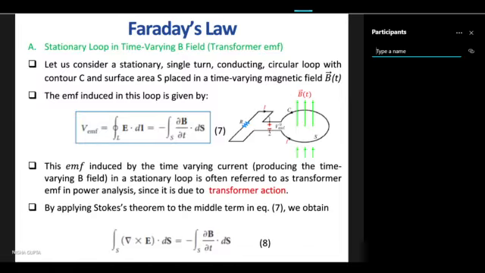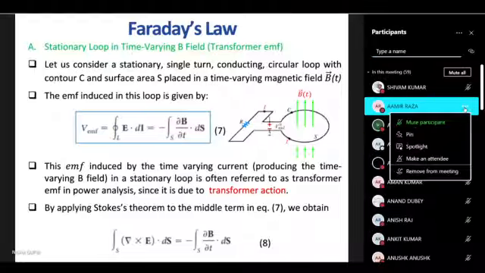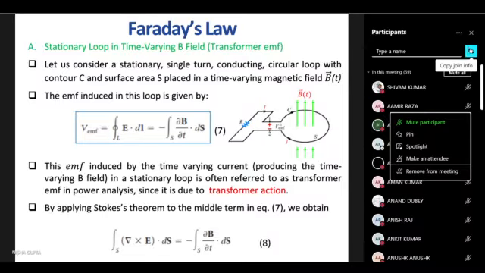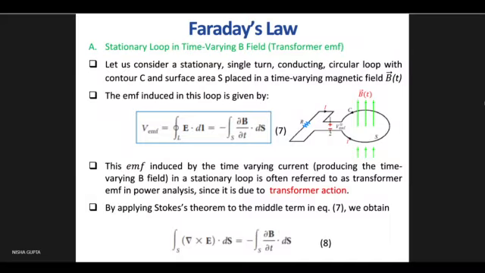Now the induced EMF in this loop will be given by V_EMF, where this equation we have already derived previously, which is Faraday's law, where the time varying magnetic field gives rise to an electric field, or vice versa. So V_EMF is written as the closed line integral of E dot dl equal to minus the surface integral of del B by del t dot ds. We know that it is due to the transformer action, which is in fact the concept of the power analysis.